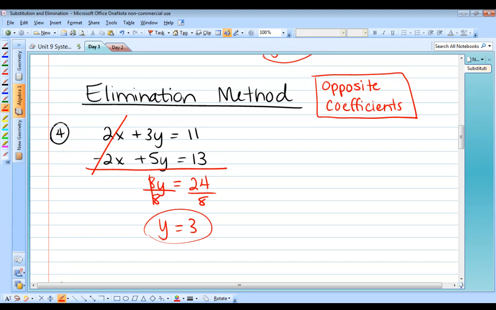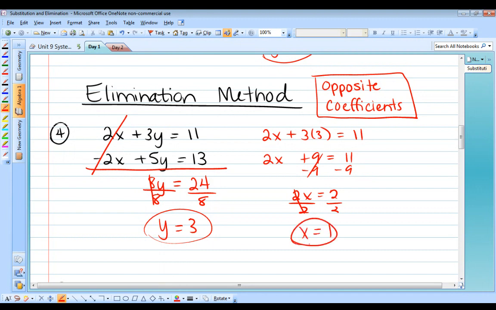To get the x value, you will just plug 3 in for y from one of your original equations. I'm just going to use the top one. I still don't know what x is, but now I know that y equals 3. So where they have a y, I'm going to substitute in a 3 just like I did earlier. So 3 times 3 is 9. So 2x plus 9 equals 11. Subtract 9. 2x equals 2. Divide by 2. And x equals 1. So the ordered pair, 1, 3, is the solution to this system of equations.